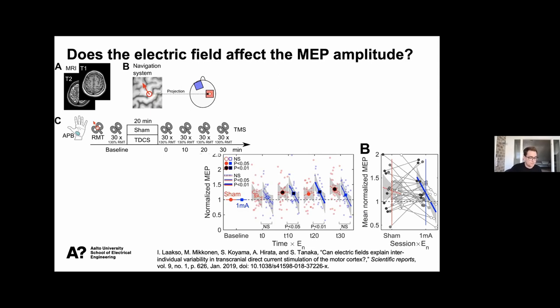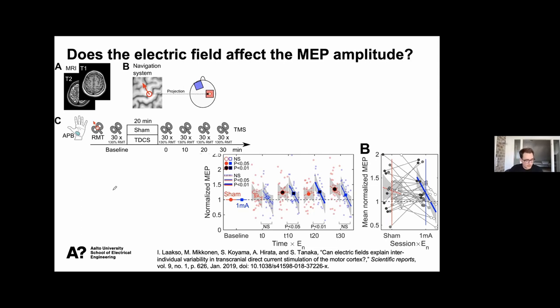Here is again the procedure of the experiments. So we took the MRI of all participants, which were then segmented and used for generating models of each individual that were then used for determining the electric field. The MEPs were measured at the APB muscle, and we applied 30 pulses of TMS before and after tDCS. So it was a double-blind and crossover study where we had the active condition and then sham.